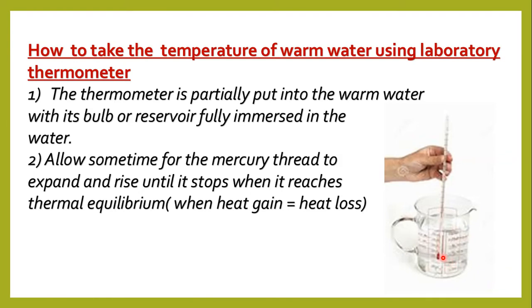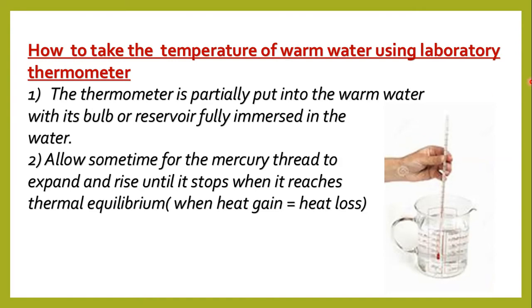Remember, before the mercury will expand to take the reading, it takes heat from the warm water. That means the warm water loses heat to the thermometer while the thermometer gains heat. This continues until there's an equality between the heat gained by the mercury and the heat lost by the water. At that point, the mercury thread stops, and wherever it stops becomes the reading of the temperature.